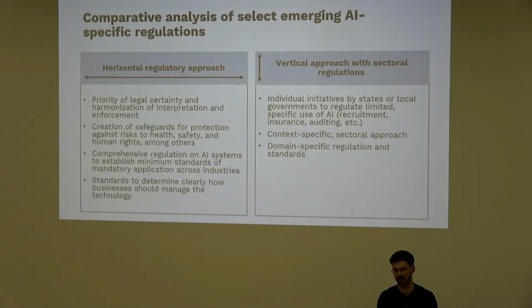And they're trying to do this in order to harmonize interpretations and enforcement to create legal certainty, both for consumers, but also businesses. On the other hand, we have a more vertical regulatory approach, as we can see in the UK and in the US. And this approach is much more decentralized, and it's more context specific. So they bring around AI legislation for specific sectors, but not, as in the horizontal approach, an AI legislation that applies to all sectors.